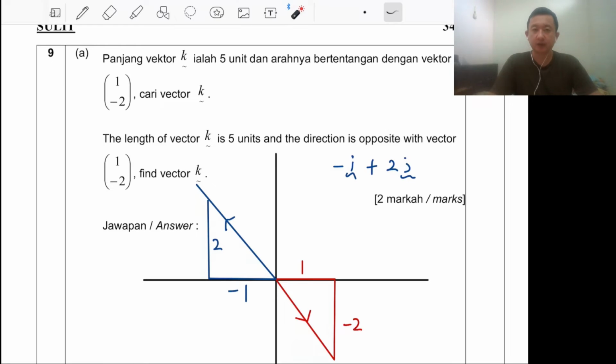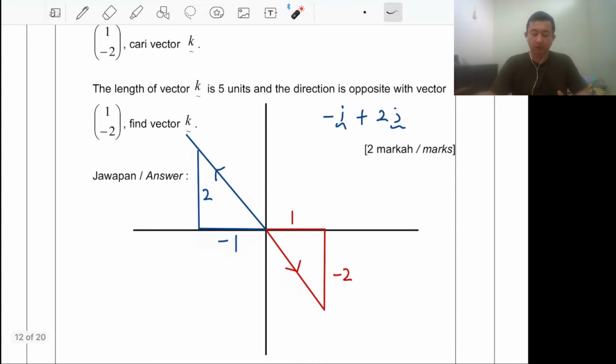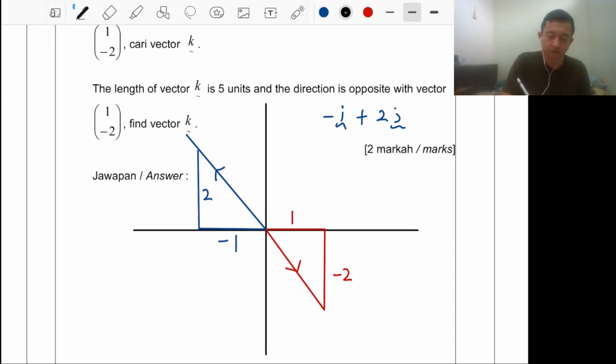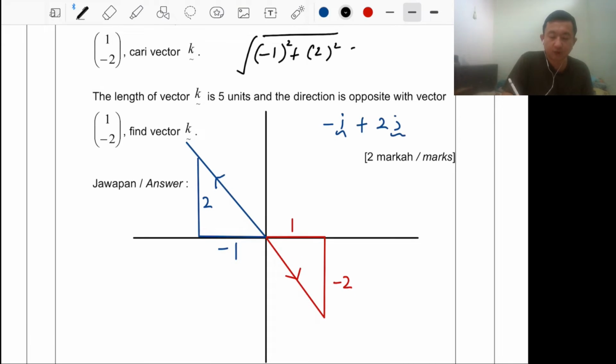But something else is needed. You need it to be 5 units. You need to know that this length must be 5 units. Right? But now, what we have is just this. How many units here? We figure out first. The units here is the magnitude. We have to find the magnitude. To find the magnitude, we will have negative 1 squared plus 2 squared. The magnitude now is root 5, meaning the length here is root 5. It needs to be 5.